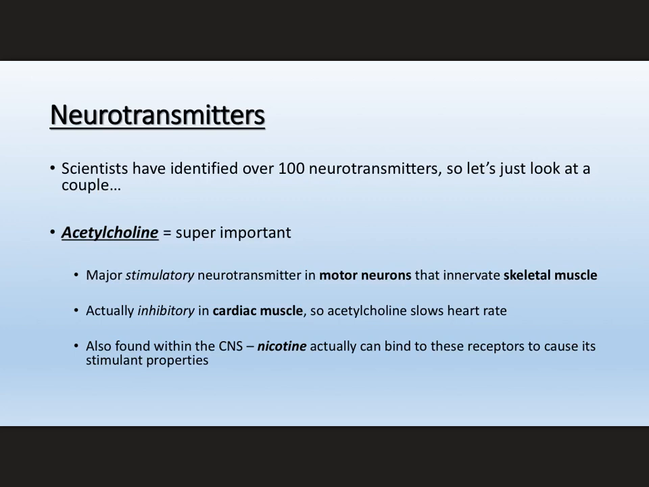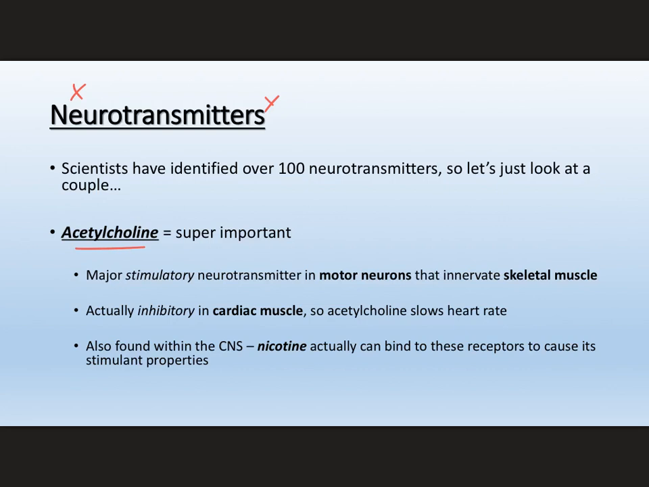Now I'm going to blaze through this really quick because I don't think this is going to be particularly important for the AP exam this year. But you've got more than 100 different neurotransmitters that you can see inside of a mammal. I'm going to highlight a couple that you probably heard of before. And the main one that we're going to highlight is called acetylcholine.